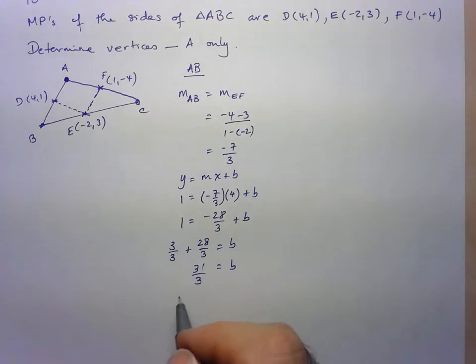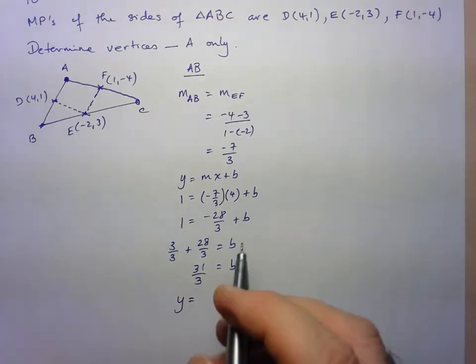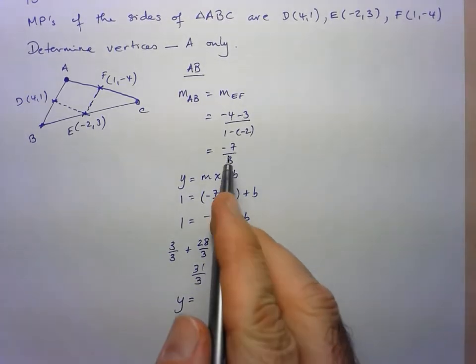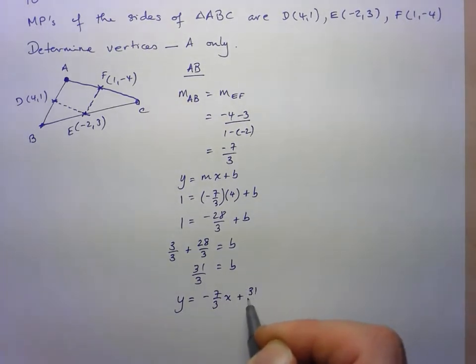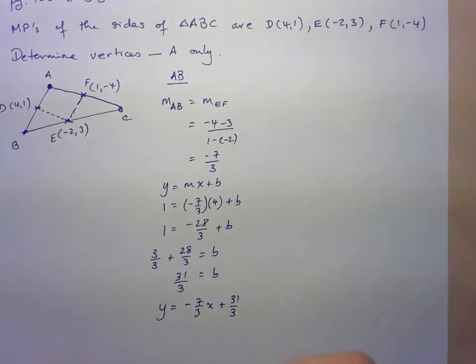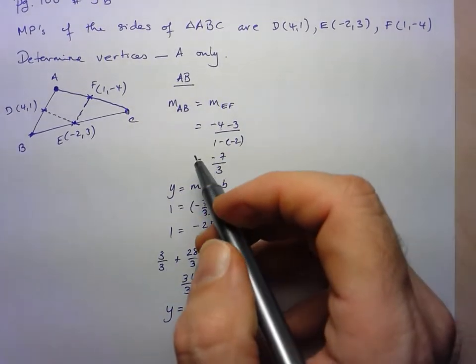So the first equation is y equals, what was it? Our slope is -7/3 x plus 31/3. Okay, now I'm going to do the same thing for the line AC.